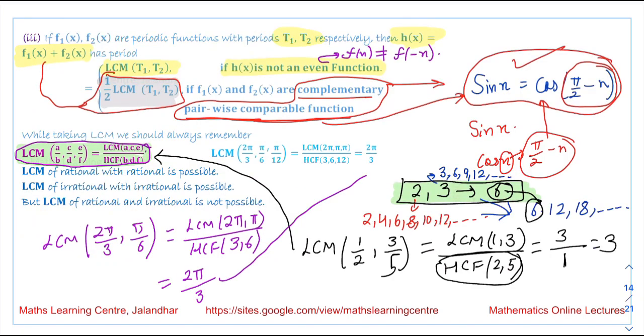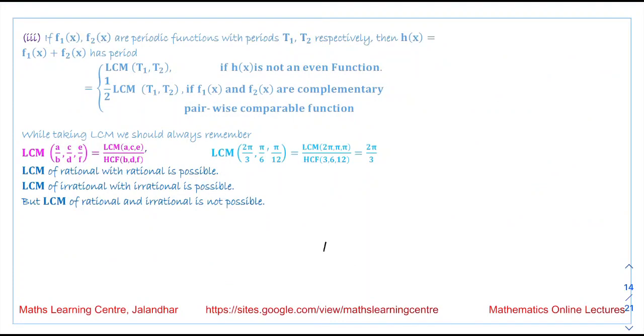Next, as mentioned here, the LCM of a rational number with a rational number is possible. Now the next result: if f1 and f2 are periodic functions with periods T1 and T2 respectively, then h(x) is equal to f1(x) plus f2(x), the sum of two functions. Then their period will be LCM of T1, T2, where T1, T2 are the periods of these functions. The condition is that h(x) is not an even function, meaning f(x) is not equal to f(minus x).